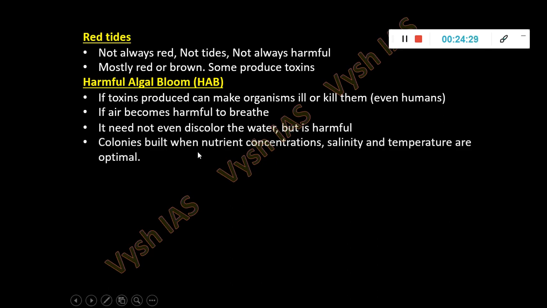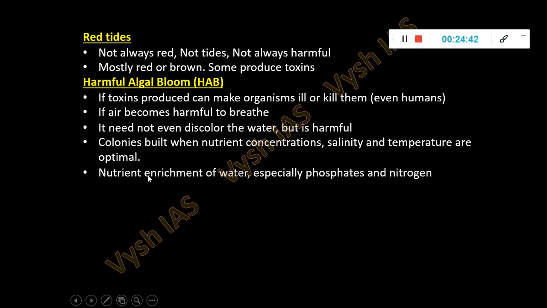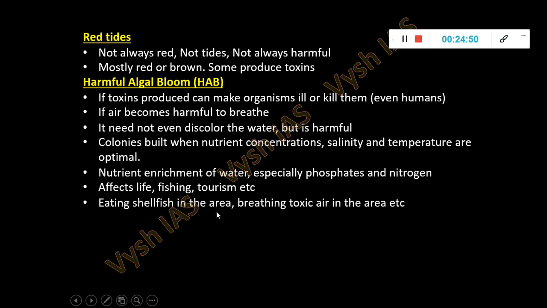Now, colonies build when nutrient concentration, salinity and temperature are optimal. Okay, the algal colonies, these are the conditions. Nutrients should be there, salinity should be there, temperature. When it is all at their optimal levels, then this thing will happen. Harmful algal bloom will happen. Nutrient enrichment of water, especially phosphates and nitrogen, affects life, fishing, tourism, etc. Eating shellfish in the area, breathing toxic air in the area. Okay, these are things which will cause it.